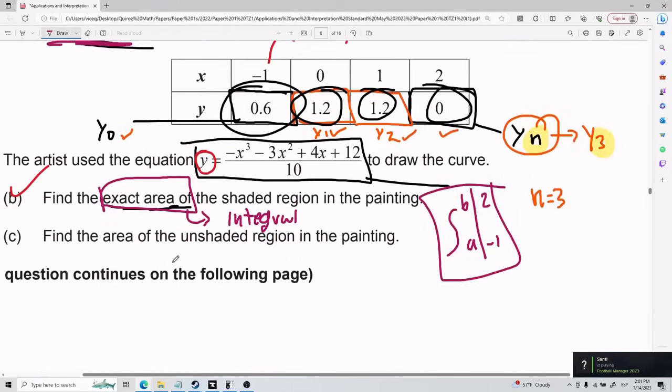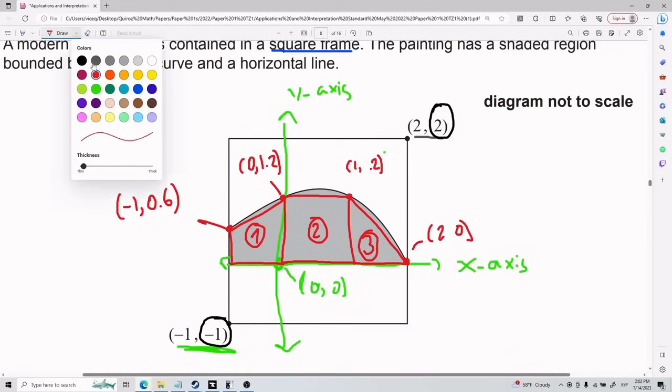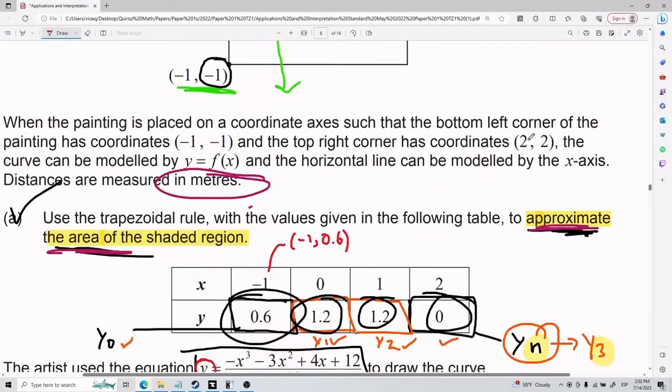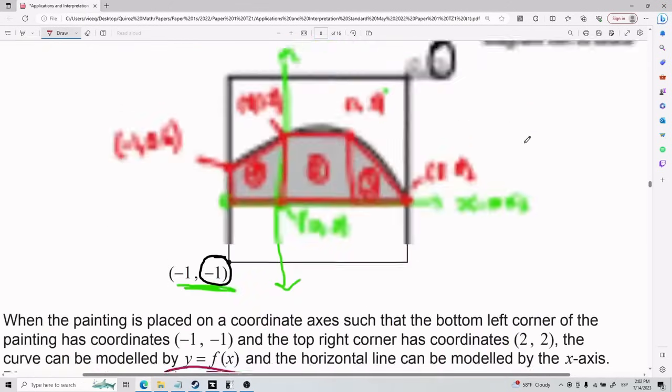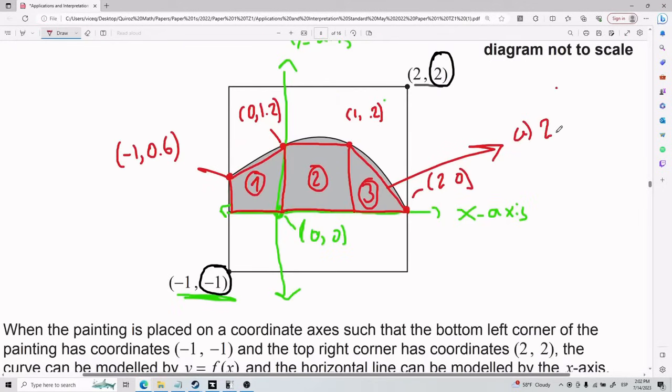Part C. Find the area of the unshaded region in the painting. Ooh, god dang. Alright, that's a little bit weird, isn't it? So, what we did, again, context. What we did just now with the trapezoidal rule is that these figures I drew in red, we calculated the area of this, from part A, cierto? How much was it? 2.7, see? 2.7 meters squared.